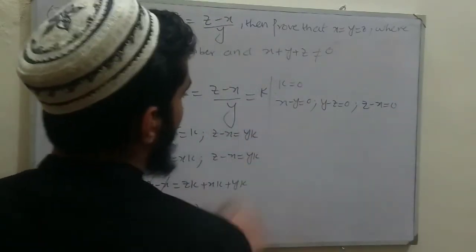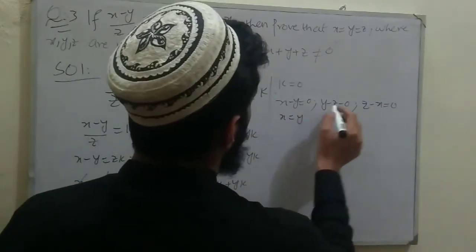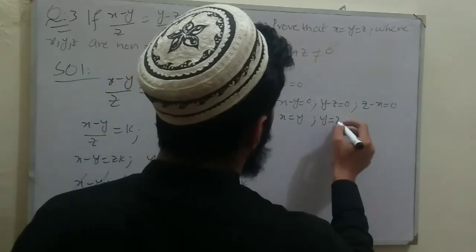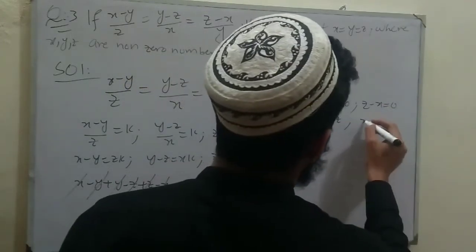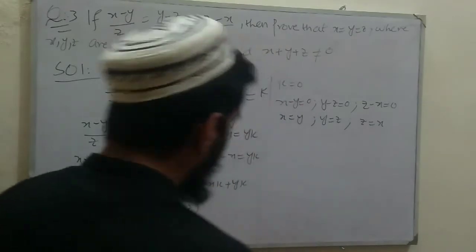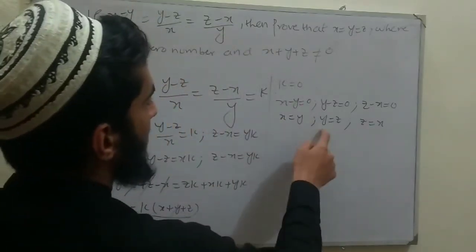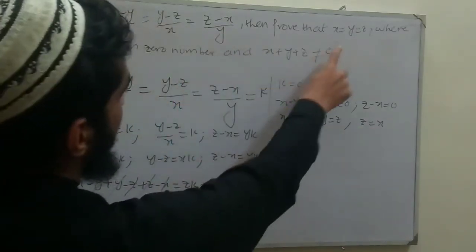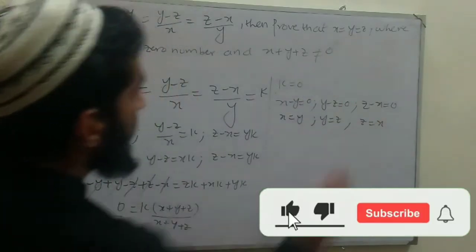Shift minus y to the right hand side, becomes x is equal to y. Shift minus z to the right hand side, becomes y is equal to z. And here shift x to the right hand side, becomes z is equal to x. So by transitive property, x is equal to y, y is equal to z, z is equal to x. It means that x is equal to y is equal to z.